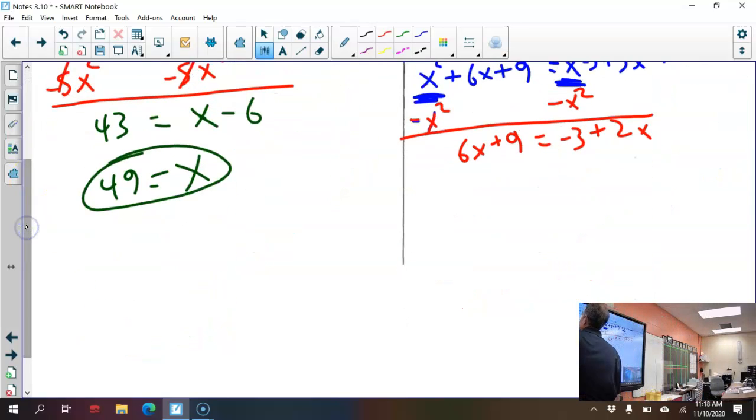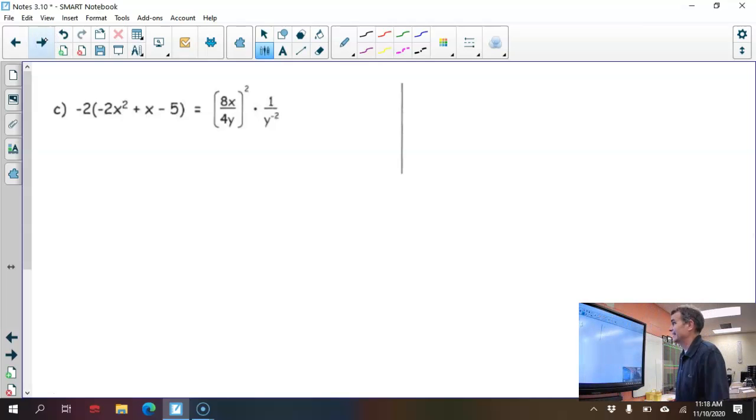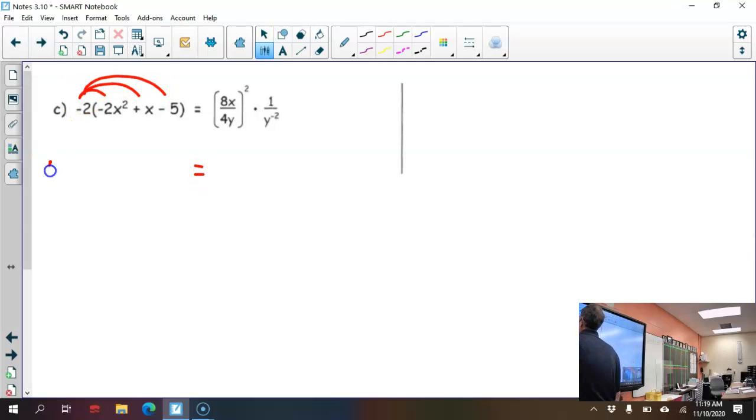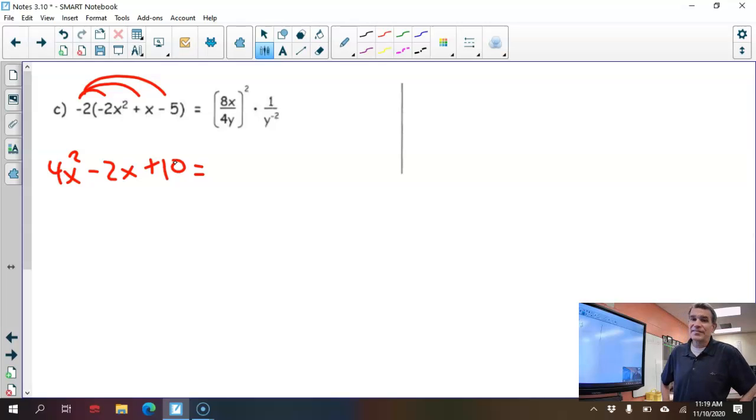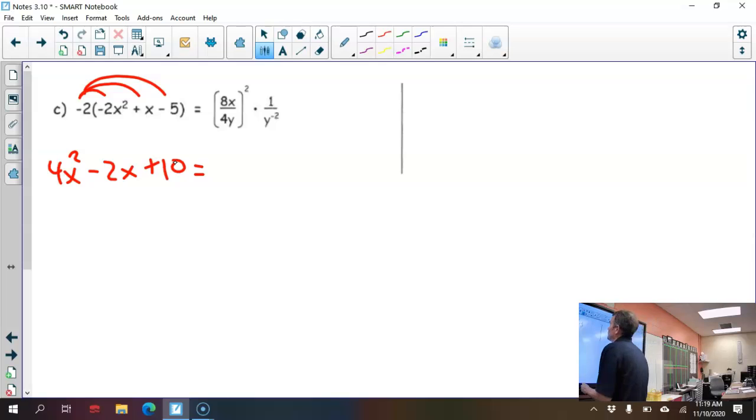All right, I have one more example, and this is really tricky, I think. So again, I need to rewrite both sides to make them simpler. The left side should be relatively easy. You're just going to distribute the negative 2 and get 4x squared minus 2x plus 10. It's the right side that is tricky. So if I'm going to simplify that right side, the first thing I would probably do is go inside the parentheses and reduce the 8 over 4. I would make 8 over 4 be 2x over 1y, or just y.